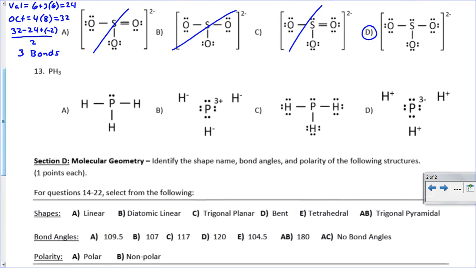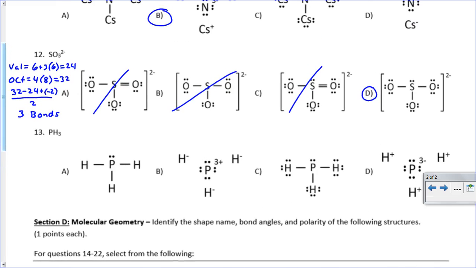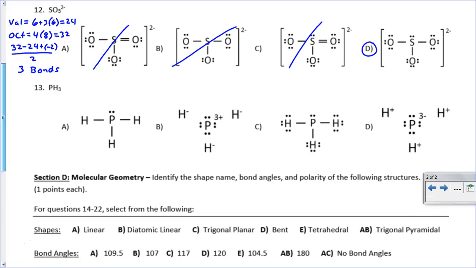PH3, so for this one, it's a covalent structure. By the way, I should mention on this last one, the way that we knew that we were doing that octet minus the valence plus the charge is because it was a polyatomic ion. We had that charge up there, so that clues you in that it's going to be one of those ones there. All right, back to 13.